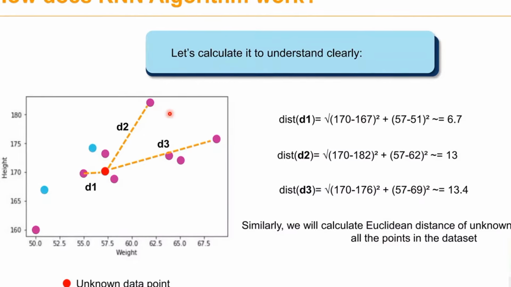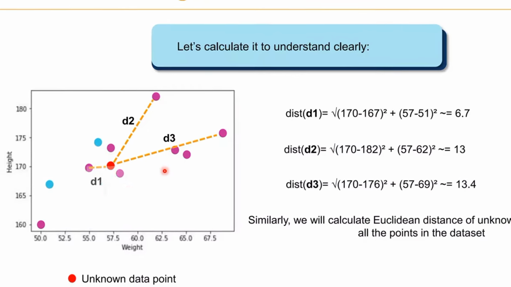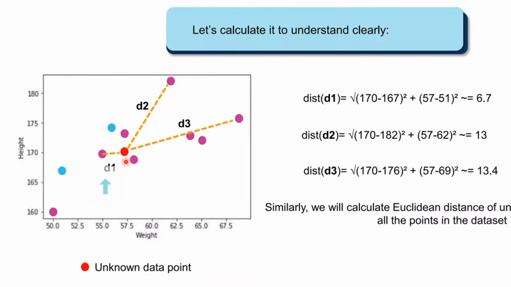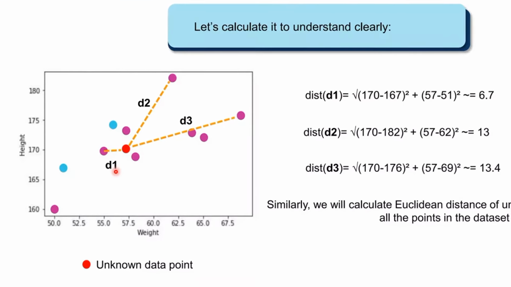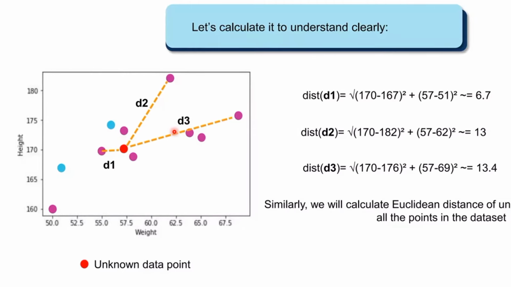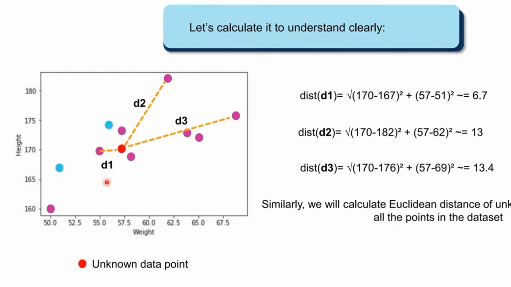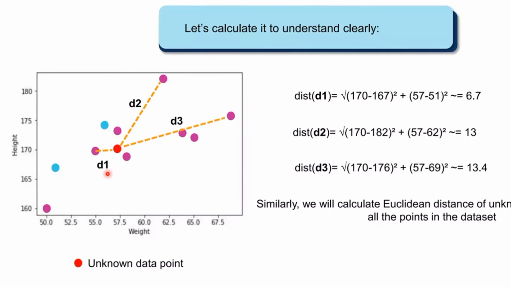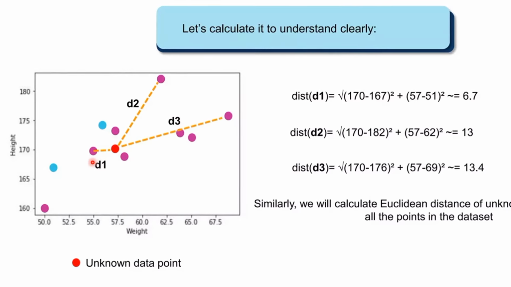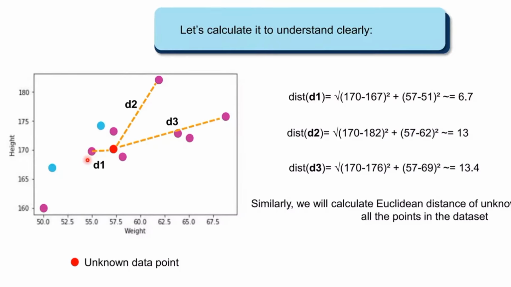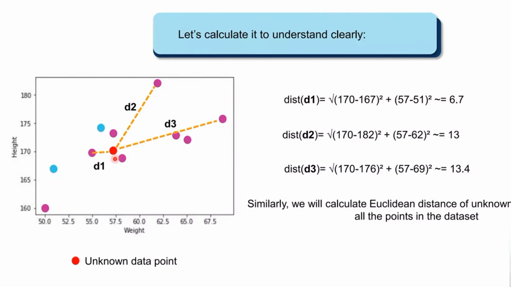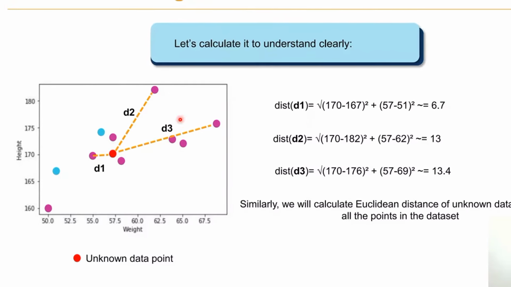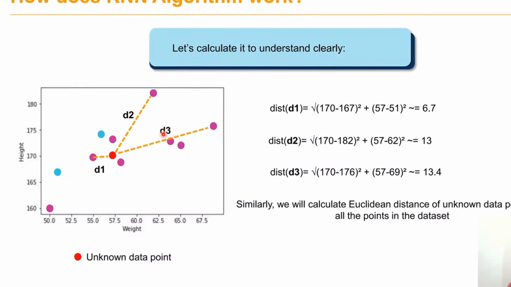So here these are all the data points already available. We have to classify this unknown data point, which is in red color. Now we mark the distances d1, d2 and d3. From this point to this point, that is distance d1. So we have to mark the coordinate points x, y and a, b, and by using the formula we calculate d1, then d2, then d3.